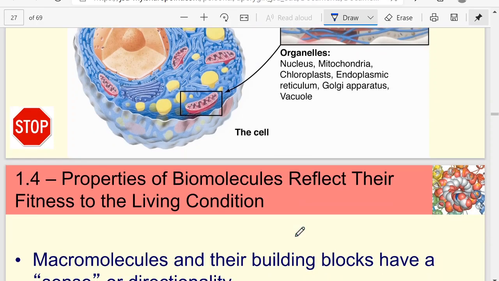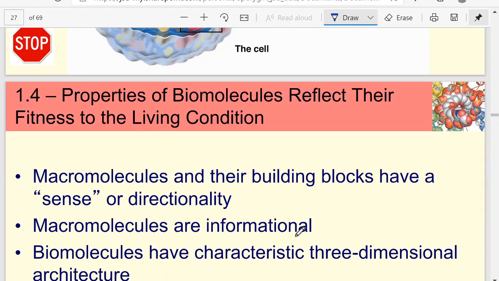Okay, in the next section we will discuss more about the properties of biomolecules and how they make up living systems.